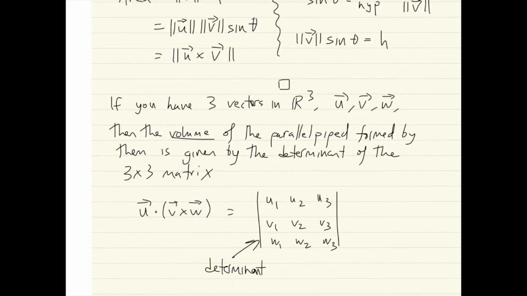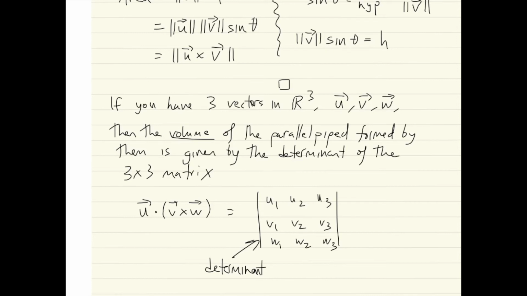Finally, if you have three vectors u, v, and w in R3, then the volume of the parallelepiped, this is a three-dimensional type of parallelogram formed by them, is given by the determinant of the 3x3 matrix that is shown here. Namely, the vector u has components u1, u2, u3. Likewise, for the vector v and the vector w, you throw them into the 3x3 matrix, compute its determinant, and that will give you the volume of the parallelepiped.